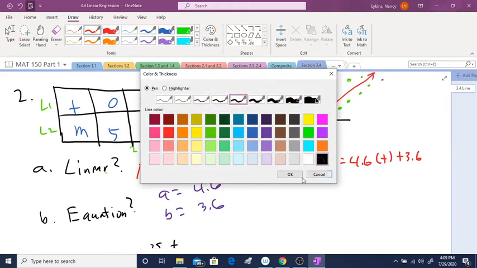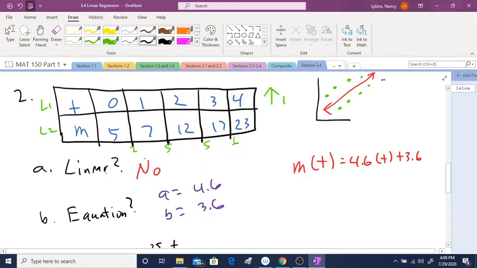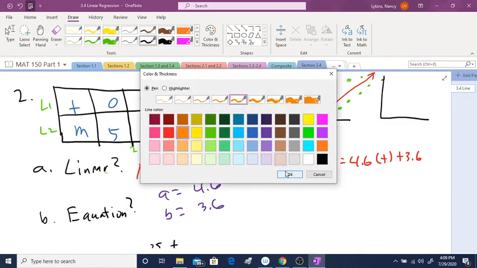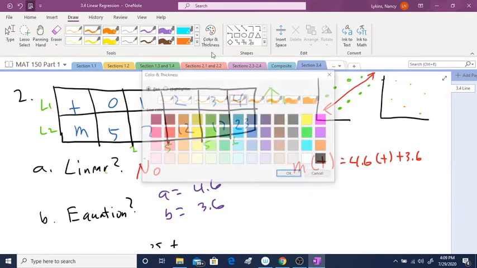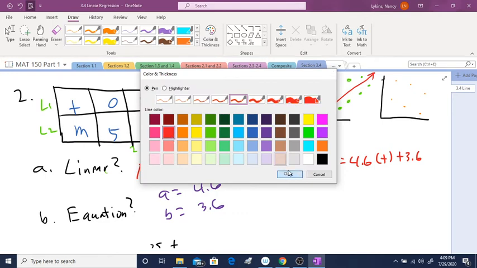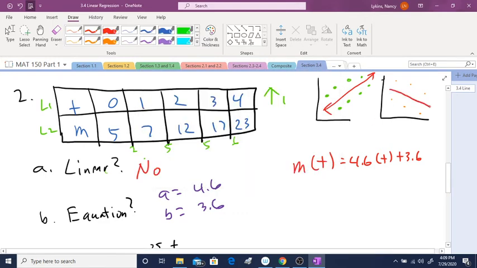But another thing could be, if you have a downward trend, it could look something like this, because what it's trying to do is take the average of every point. That's what regression means. That's why these answers are going to be in decimals.